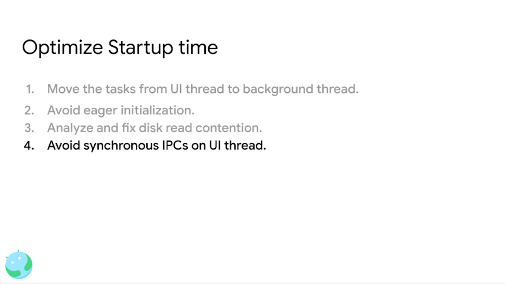IPCs are inter-process communication. Let's say I have some image or asset loading, some third party libraries getting loaded, or heavy work happening on the application main thread. Even this can be found from strict mode.